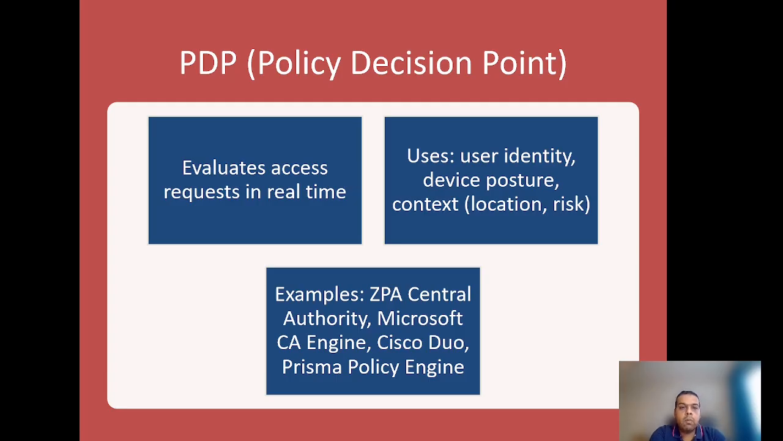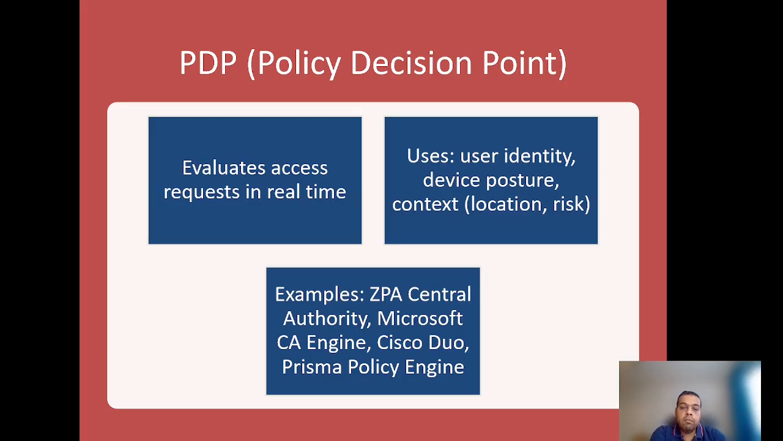Now let's talk about PDP, or policy decision point. The policy decision point is the brain of zero trust. When a user requests access to a resource, the PDP checks all the context information and all the relevant policies. Who is the user? Is the device healthy? Is the EDR running? Does the user machine have disk encryption enabled? All those things are checked.